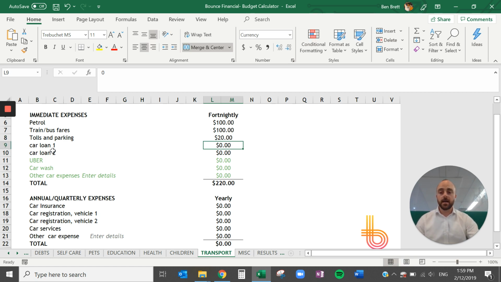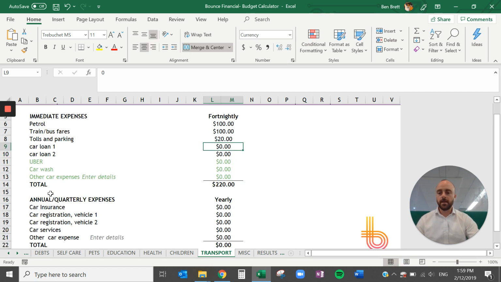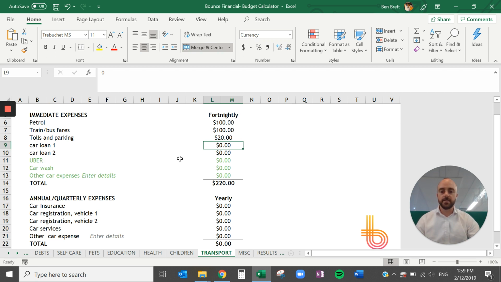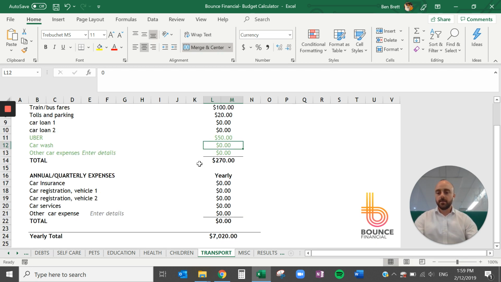Car loans, if you have any car loans. We have Uber here. Obviously, that includes taxi as well. Very modern to always assume it's an Uber instead of a taxi, but it depends on how much you travel. Again, that's quite variable. Let's put $50 a fortnight. If you do any car washes, anything like that.